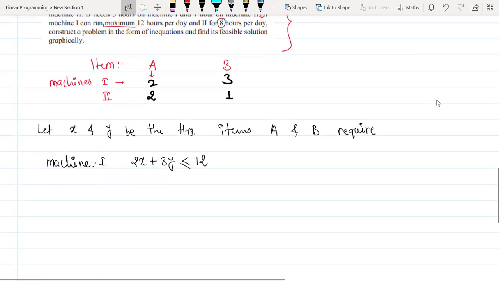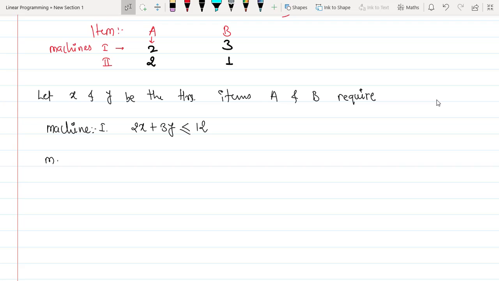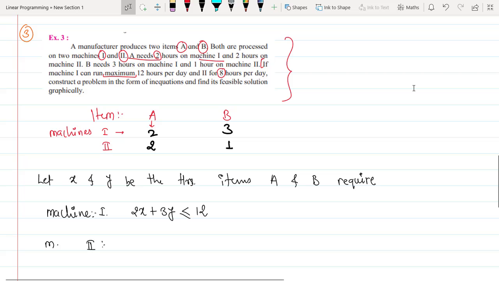What about machine 2 then? The machine 2 will be, so who will tell me the equation for this? The machine 2 will be what? It's 2x plus single y. It's maximum 8 hours, so it's less than or equal to 8. Okay, you can write x and y here also, no problem, so you will easily get it.